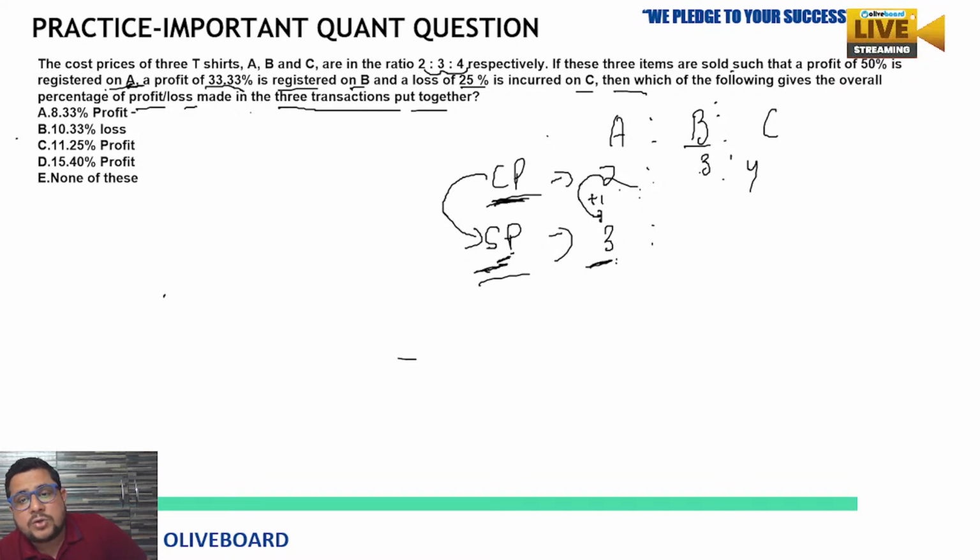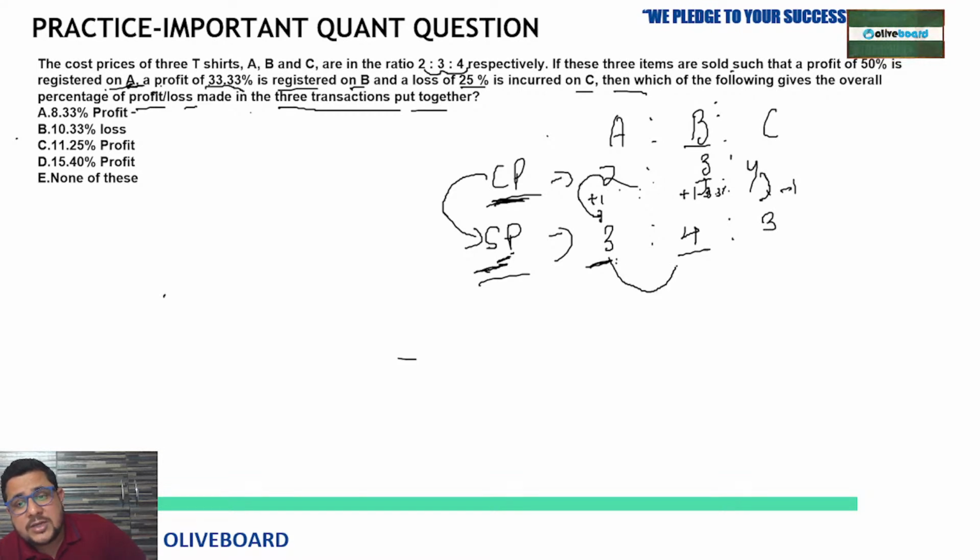Now if we talk about B, so for B it would be what? A profit of 33.33%. So one third of 3 would be what? 1 only. So plus 1, 33.33% profit. So this would be 4, meaning the selling price of t-shirt B. Now if we talk about C, so 25% loss. So 25% of 4 would be 1/4 of 4, which is 1. So 4 minus 1, your loss is there.